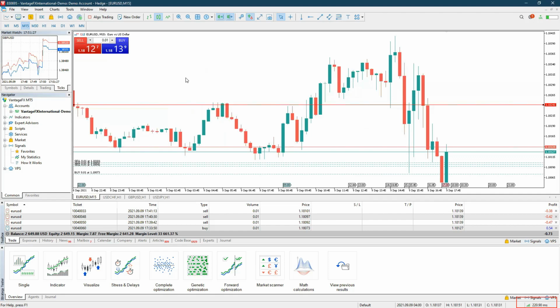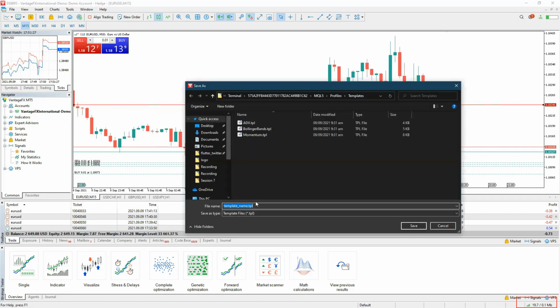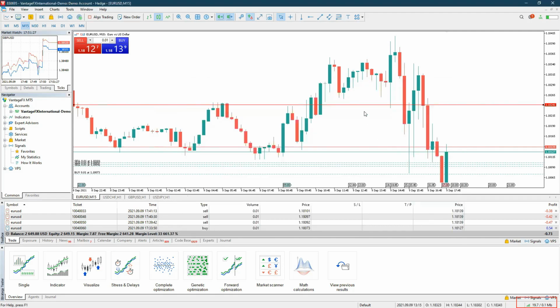Okay, so you could also save your chart look, because there are times where you exit the application and when you come back, it will have gone back to default. So you can save this. What you do is you right click, come to templates, and then come to save template. You can save it as whatever you want. So that's that.